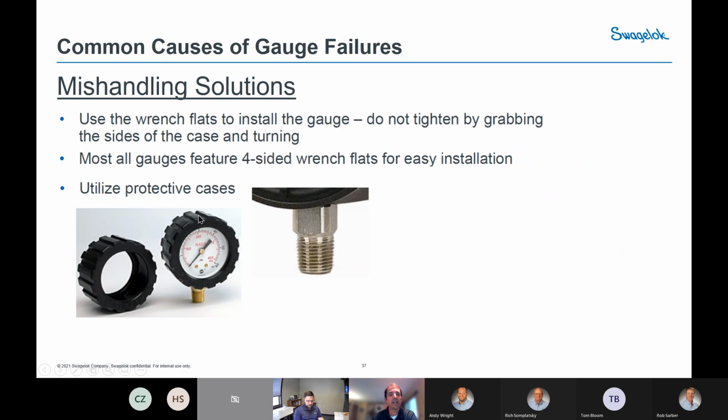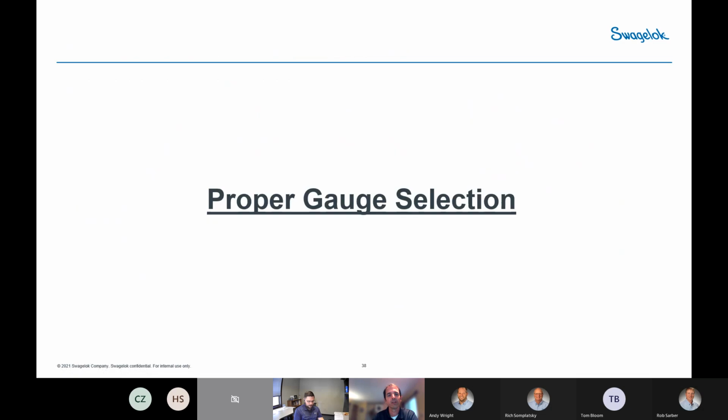You can see there's protective cases you can get that go around the outside of the gauge. That'll help. One other thing that we see sometimes is that installers out there will use the gauge case to tighten the gauge. So essentially they're going to grab it with their hands and just twist it into place, which is certainly not meant to do that. Pretty much all gauges have flats on the end connection like you see here, and they're meant to be installed with a wrench. So definitely want to use a wrench on those.